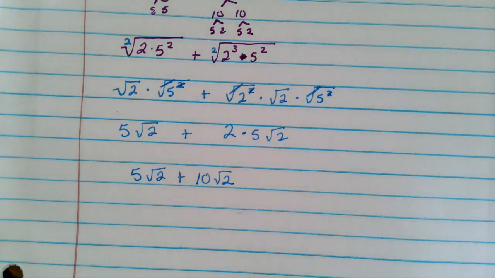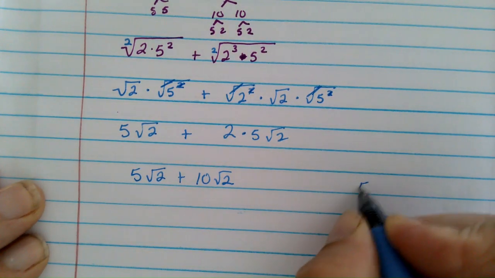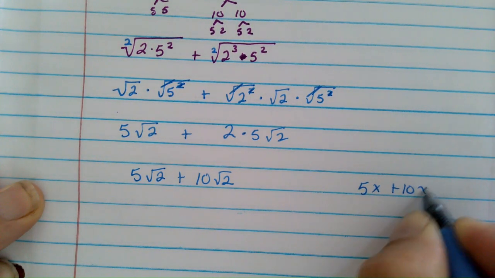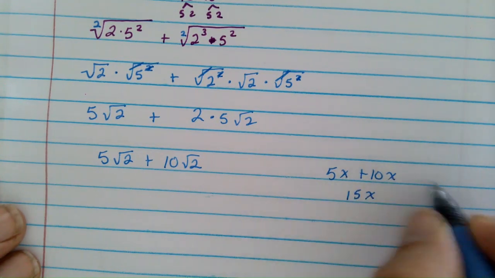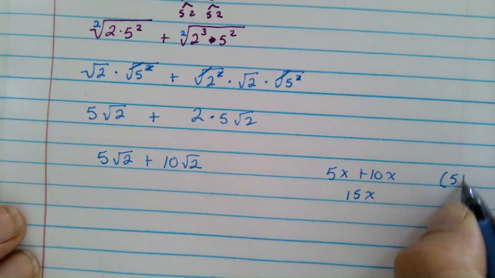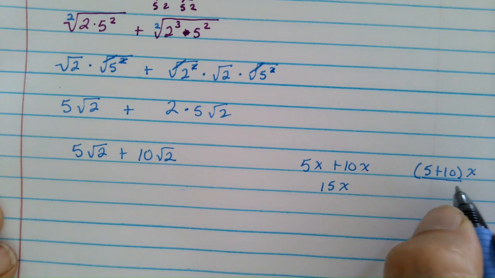Now, I can add like terms, and you might go, well, how are they like terms? Things like that. If I had 5x plus 10x, wouldn't I make that 15x? And the reason I can do that is because the x is a GCF, so I'm going to factor it out to the end. And we see there clearly the 5 plus 10.